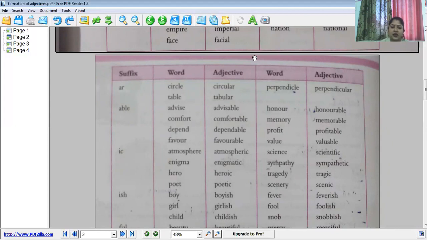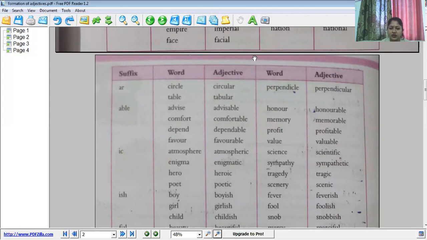Advice will become advisable. Comfort will become comfortable. Depend will become dependable. Favor will become favorable. Honor, honorable. Memory, memorable. Profit, profitable. Value, valuable. Okay, I think I have gone to the next one. IC. Whenever you have to add the suffix IC, you see the examples. Atmosphere will become atmospheric. Science will become scientific. Enigma will become enigmatic. And sympathy will become sympathetic. Hero will become heroic.